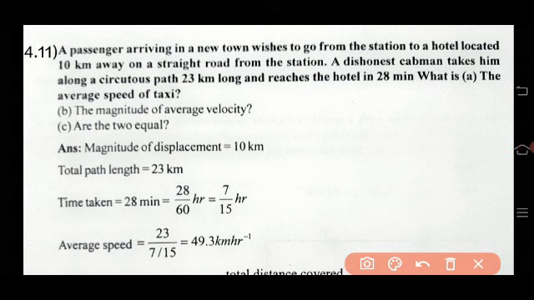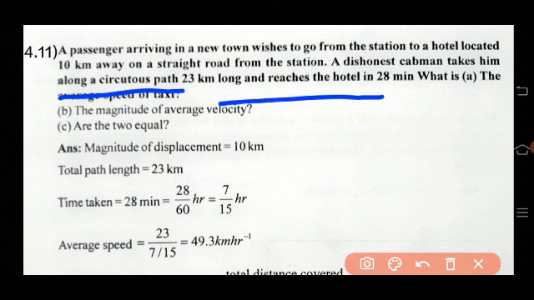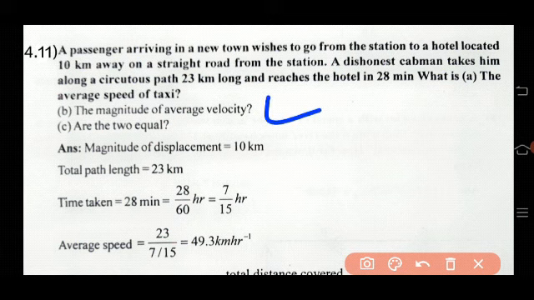The question number is 4.11, one of the interesting questions. A passenger arriving in a new town wishes to go from a station to a hotel located 10 kilometers away on the straight road from the station. A dishonest cabman takes him along a circuitous path 23 kilometers long and reaches the hotel in 28 minutes. What is the first question? The average speed of the taxi. Second is the magnitude of average velocity. The third question is, are the two equal? So we need to find this out.